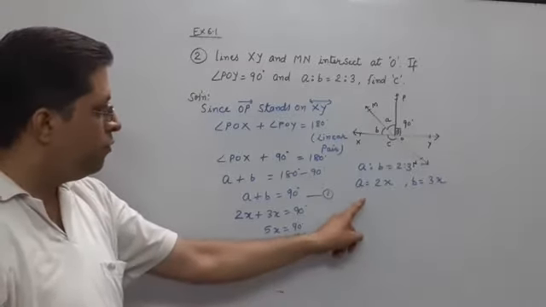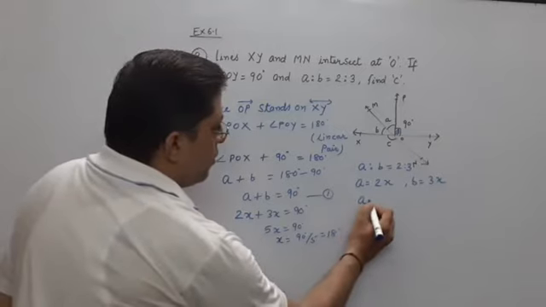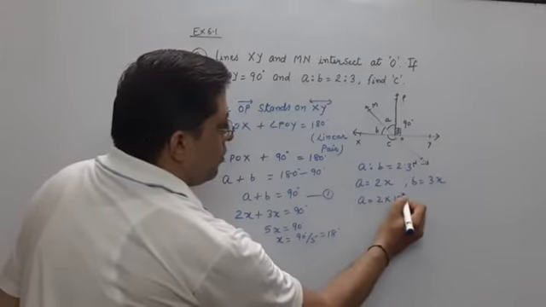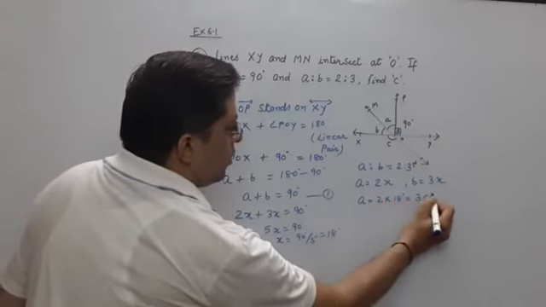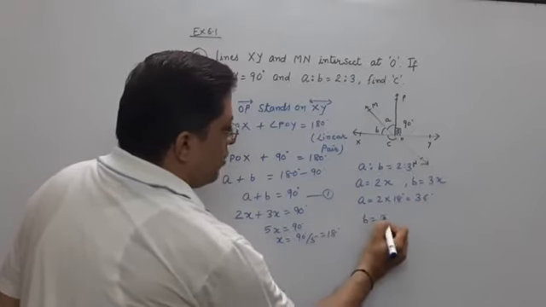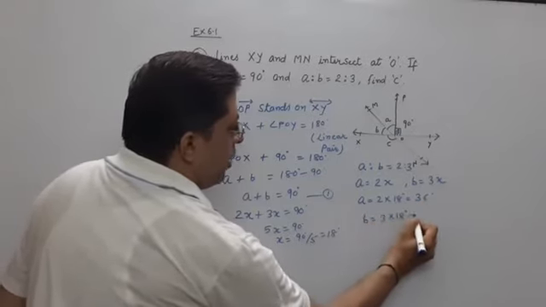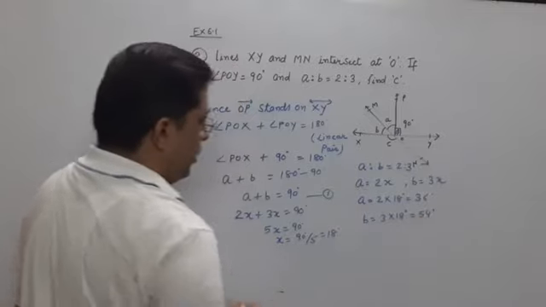See here, find the value of A. It is 2 into 18, which is 36. B is 3 into 18, which is 54 degrees.